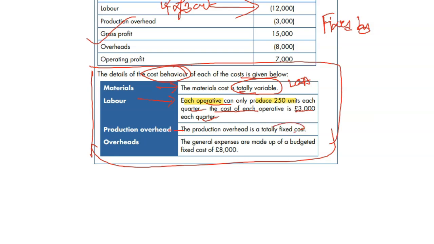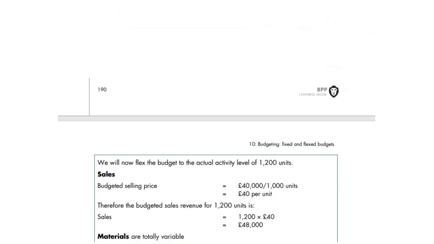Production overhead is fixed, totally fixed. Non-production overhead, general expenses are made up of the budgeted. Yet again, it is fixed. So this 3,000 is fixed. This 8,000 is fixed as well. Let's keep going on then.